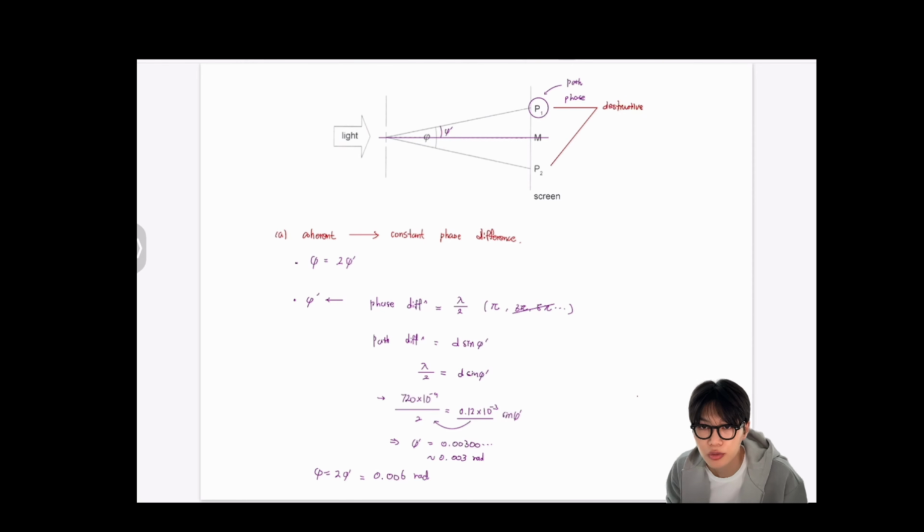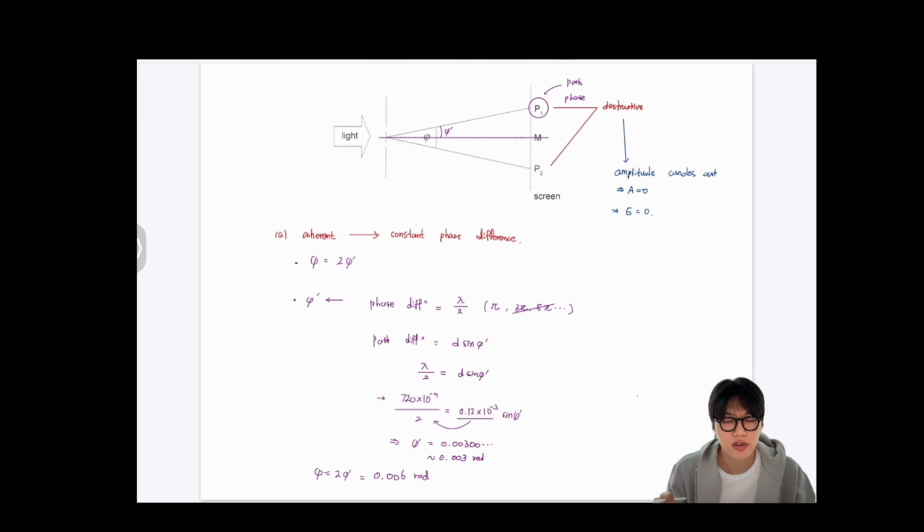And B2 says to suggest how the energy conservation is consistent with the fact that the energy at P1 and P2 is 0. So in question B2, we have to think about the energy, right? At P1 and P2, they have destructive interference, which means that their amplitudes cancel out, right? Which means that the amplitude is equal to 0, which means that the energy is equal to 0. So if you compare with the constructive interference, they have more energy there. And if you think about the destructive interference, they have 0 energy there. So the energy conservation is consistent in this case.